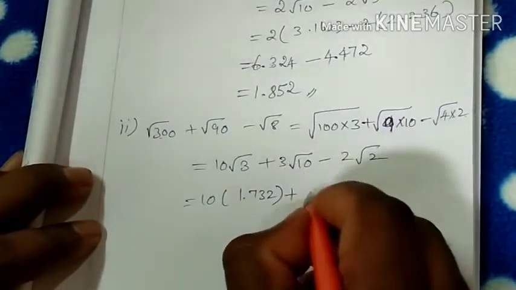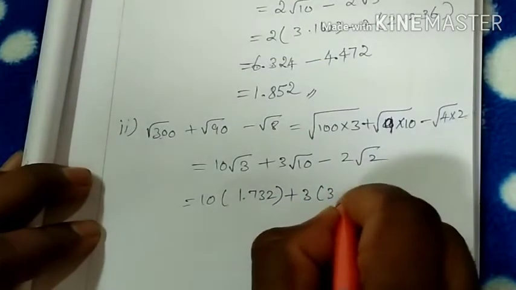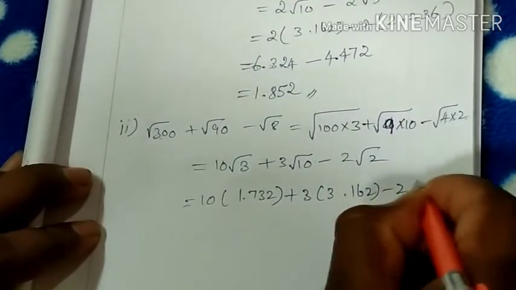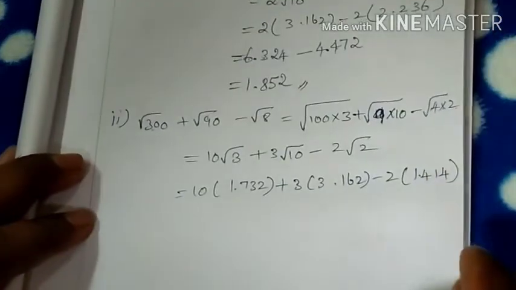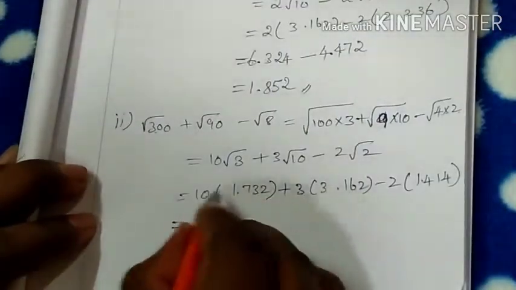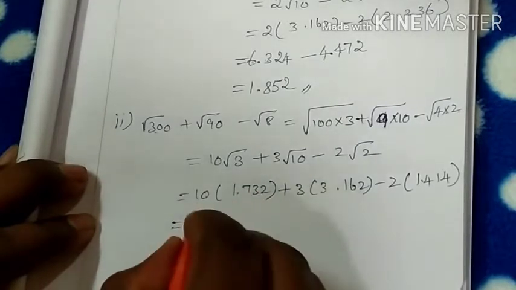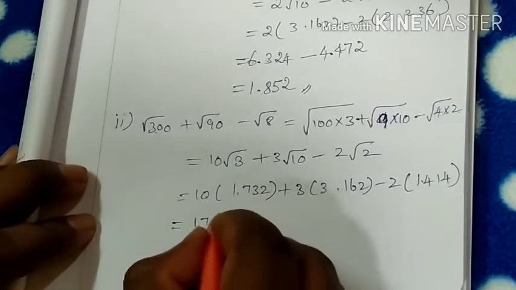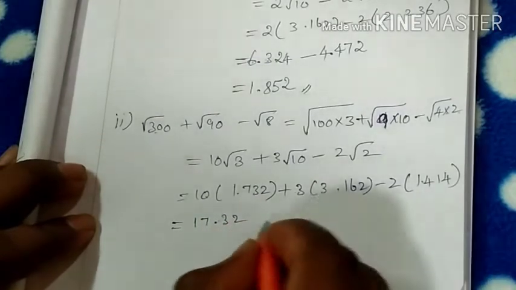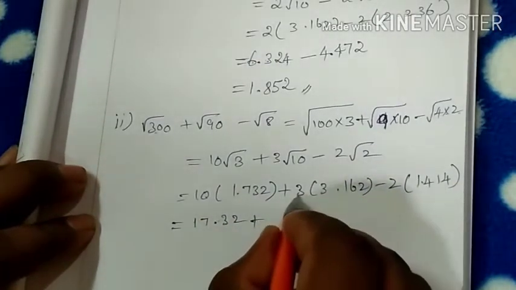Okay, 10 into root 3 answer, so 1.732. So already given in your question. 3 into root 10 answer, 3.162, minus 2 into root 2 answer, 1.414. These all are approximate values. Then multiplying this value with 10 means making one more decimal. So this decimal moves to the right side, 17.32, plus this value multiplying by 3.